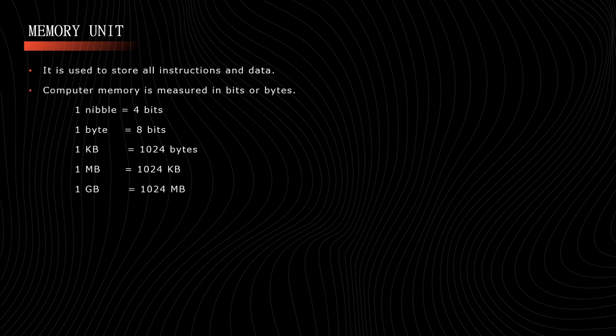The computer memory is measured in terms of bits or bytes. 1 nibble equals 4 bits, 1 byte equals 8 bits, 1 kilobyte equals 1024 bytes, 1 megabyte equals 1024 kilobytes, 1 gigabyte equals 1024 megabytes. Likewise, we still have terabyte, petabyte, exabyte, zettabyte, etc. Memory can be classified into two types, primary memory and secondary memory.